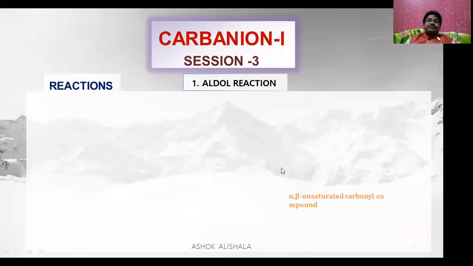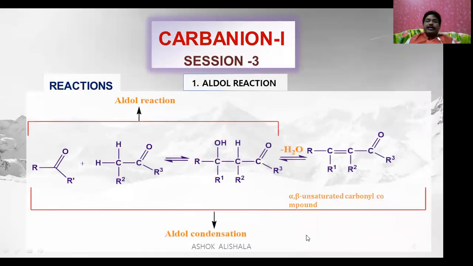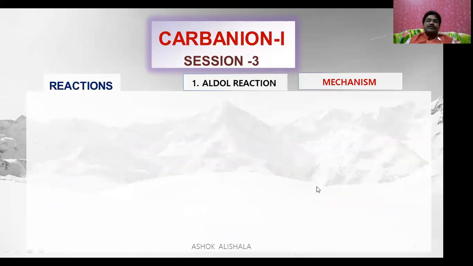Now let us see what actually the aldol reaction and aldol condensation are. This is a general aldol reaction. Here, this is one ketone molecule, and this is another ketone molecule. During this reaction, you get a beta hydroxy ketone. From here to here, we call it the aldol reaction. Whereas after dehydration, you get an alpha beta unsaturated carbonyl compound, and this entire reaction we call the aldol condensation. See the difference between the aldol reaction and the aldol condensation reaction.